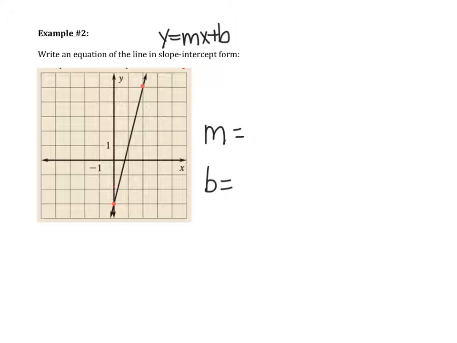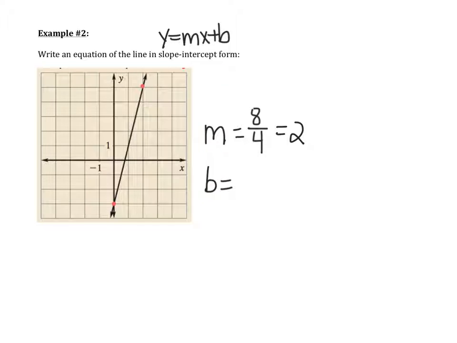So I'm going up 1, 2, 3, 4, 5, 6, 7, 8, and over 2. So my slope would have been 8 over 4, which in lowest terms would be 2. So my slope of the equation I'm supposed to find is 2.